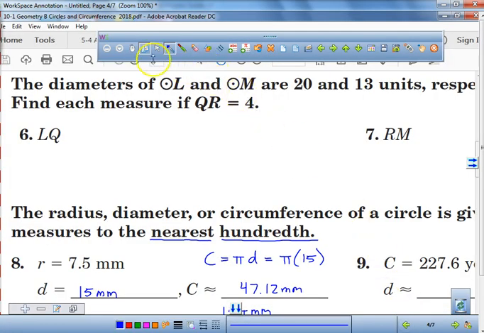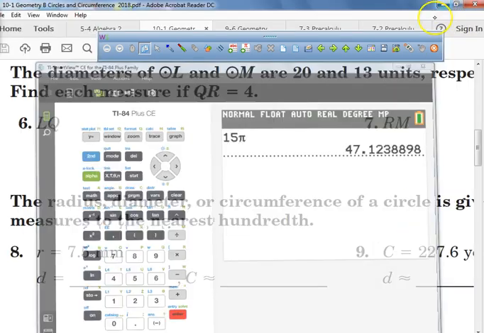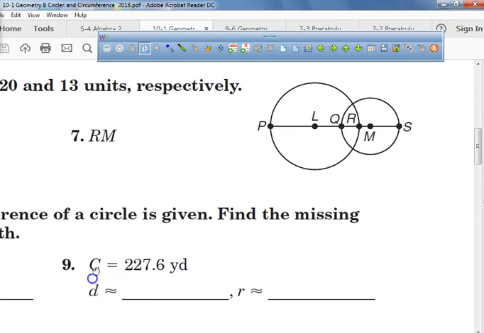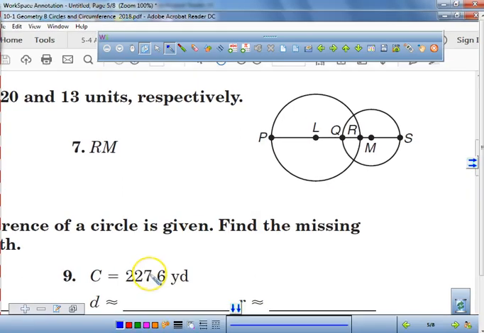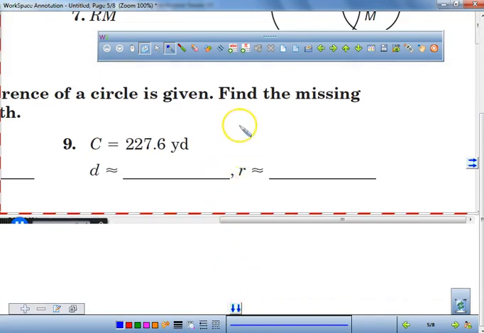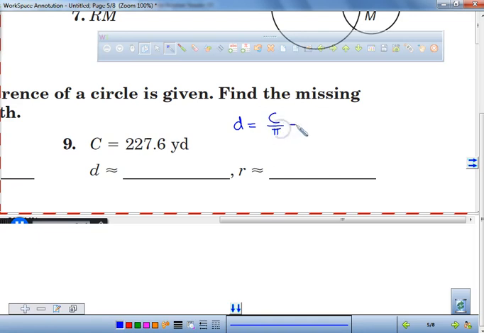Okay? Now, moving over to number 9. Number 9 is a little bit trickier. What were we given? We were given the circumference. What is the formula for the diameter? What did I tell you guys? The diameter is always equal to C divided by pi. That's right. Circumference divided by pi. So what are you going to do in the calculator? You take 227.6 and you're going to divide it by pi.